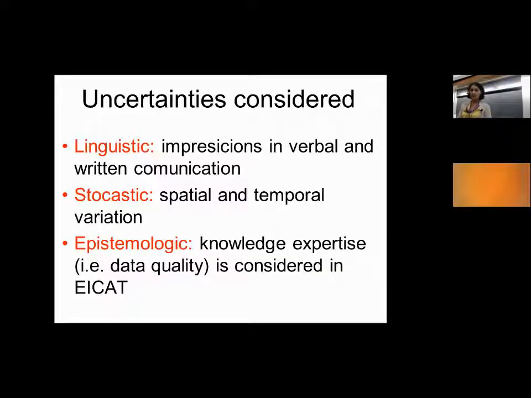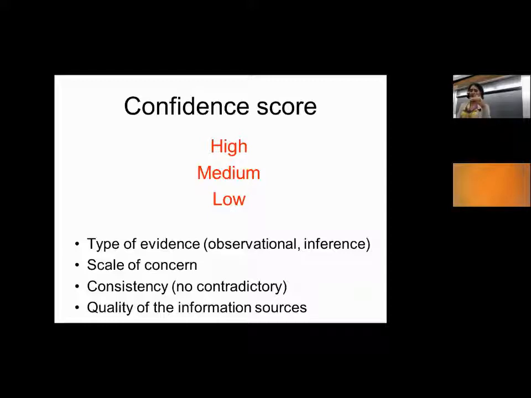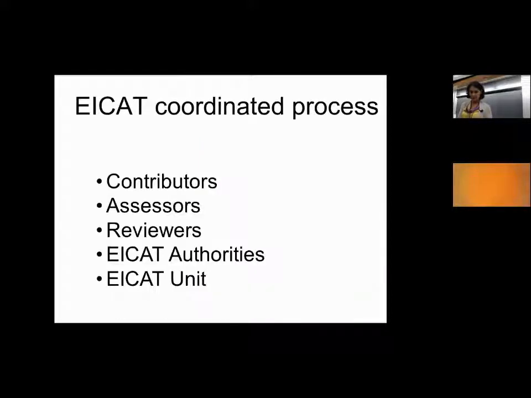So also it's important to take into account uncertainties. And well, the uncertainties can be linguistic, stochastic, and epistemic, but the EICAT takes into consideration the available information that supports the score that you are using. So it can be a high, medium, or low confidence score, and this is based on the quality of the information that you have, like, for instance, whether this comes from observational studies or experimental studies or reports. And also considering whether this information in the bibliography can be scaled to the real world, and whether it's consistent, so, the quality of the information sources.